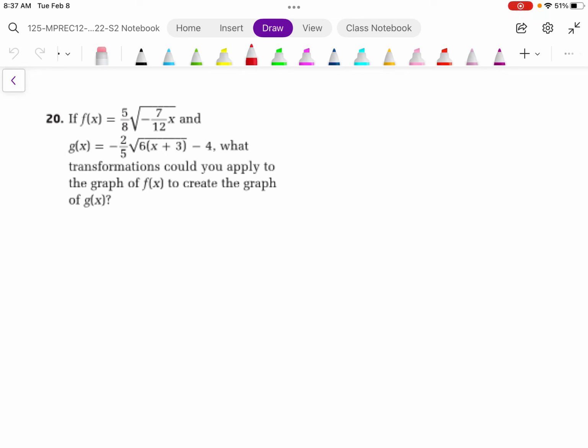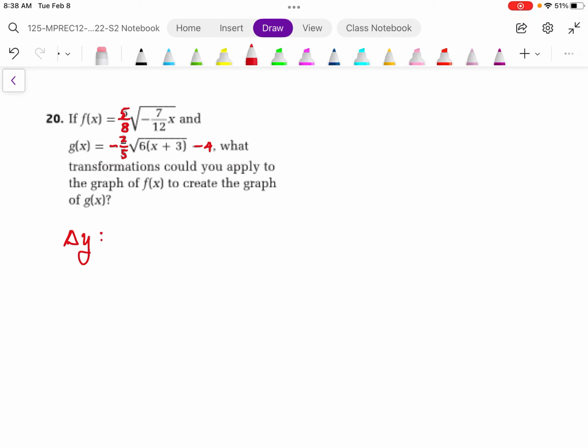On the outside, the previous transformation is 5/8 compression. And we need to transform it into a 2/5 compression and a vertical flip, and also shift it down 4. So we're going to start with the y's first. Okay, so there's transformations in the x as well, but we're going to start with the y's first because the y's are a little bit easier to work out.